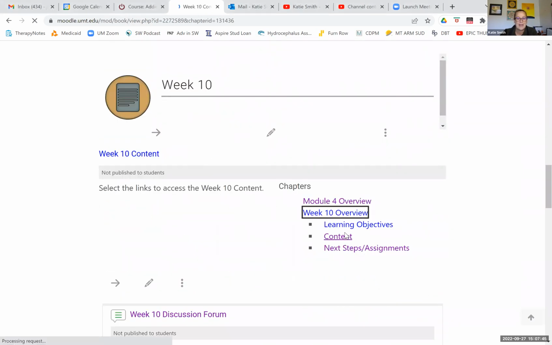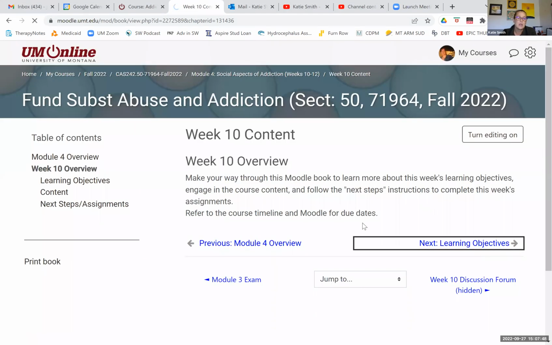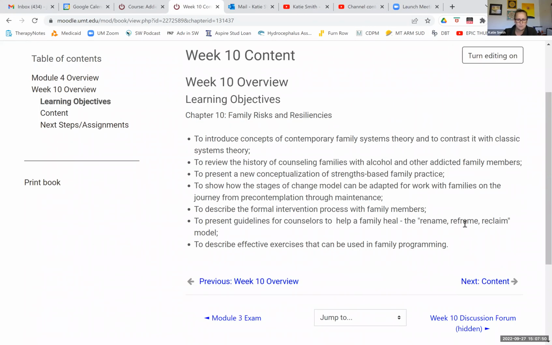So our learning objectives for this week, we are looking at the concepts of contemporary family systems theory and contrasting that with classic systems theory. So looking at systems theory from this real macro level perspective to then also how that compares to looking at the family systems theory. Reviewing the history of counseling families with alcohol and other addicted family members. How have we managed that in the past?